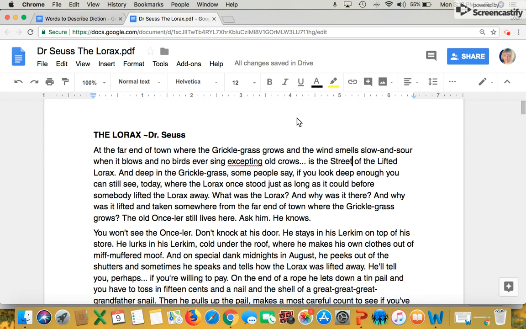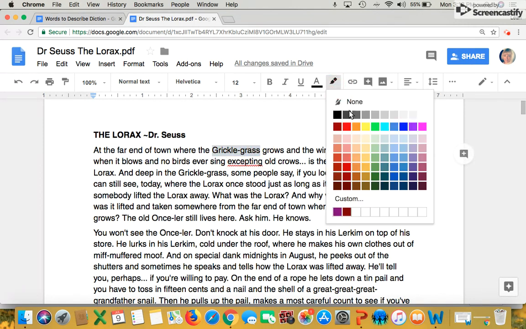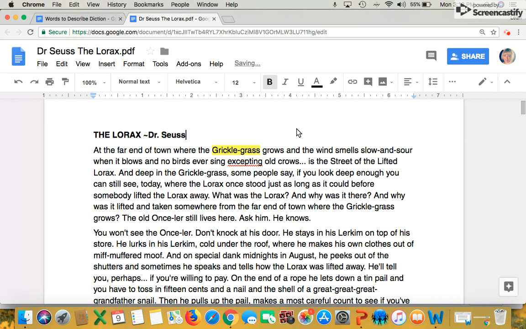The Lorax. "At the far end of town where the grickle grass grows." Oh, I'm going to highlight grickle grass right there because I think that's something that immediately stands out to me. Grickle grass makes me wonder, what does grickle grass look like? So I highlight that word. "And the wind smells slow and sour when it blows, and no birds ever sing excepting old crows. In this is the street of the lifted Lorax." I want to highlight lifted Lorax. Those words stand out to me. They seem important, but I'm not really sure why at this point.